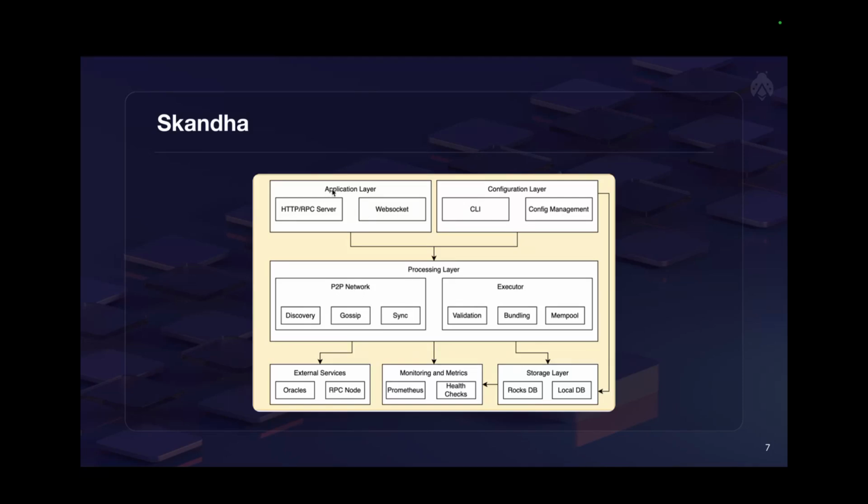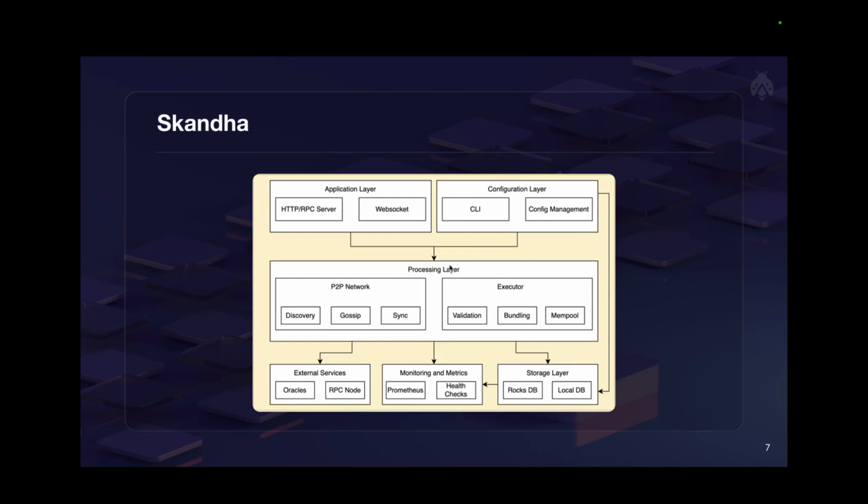Basically, we have an application layer wherein the HTTP server and HTTP port are exposed. We have WebSocket capabilities as well, and then comes the configuration layer wherein you can manage the config. You get to decide what ports we'll be exposing on the application layer, and whether we want it to run on safe mode, unsafe mode, and all of that. That can be configured here in the CLI and config management on the configuration layer.